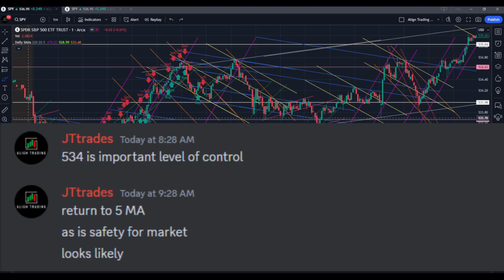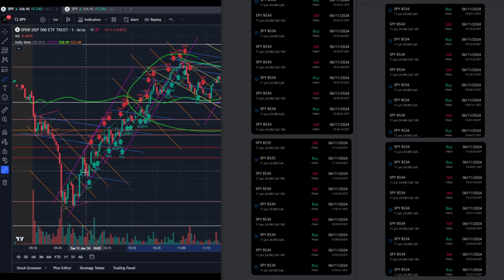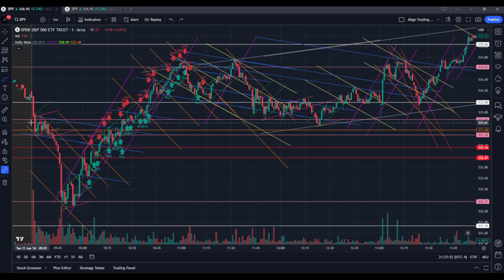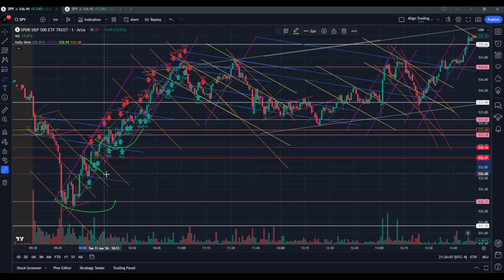So in the morning, I explained that this 534 was going to be an important level of control, as well as to be looking for the return to the 5-day moving average, which we got, and is the reason that I took this trade up right here. First thing in the morning, we had this drop right here, and we started to form some support along with this inverse head and shoulder right here, which is why I began starting to take this trade. We can see this controlled selling with the orange, and you can see it here as well, along with this blue tapering algorithm right here.